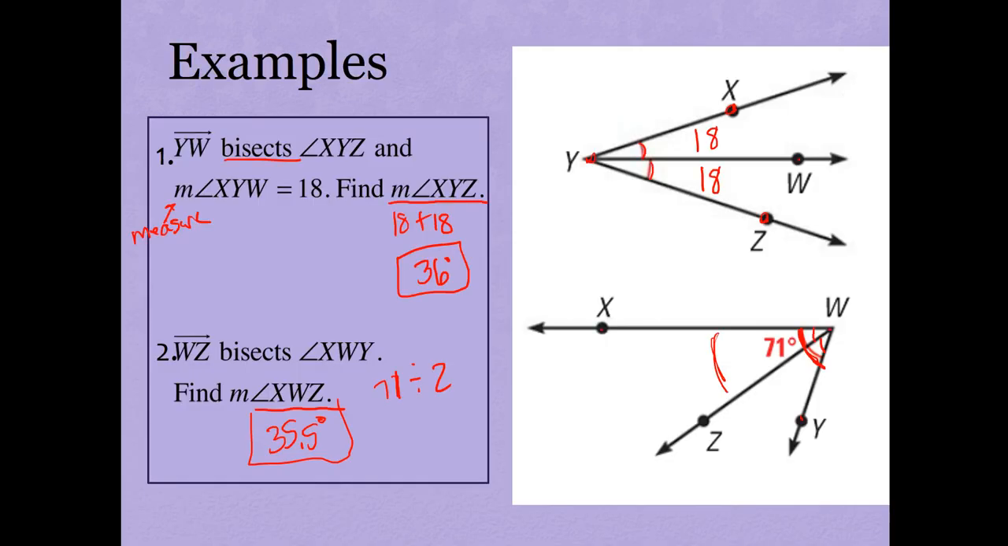And that's it for this section. Again, just get used to naming angles with 3 letters. The middle letter is always the vertex. If it has an M in front of it, that stands for measure. And to mark angles congruent, we use little arcs.